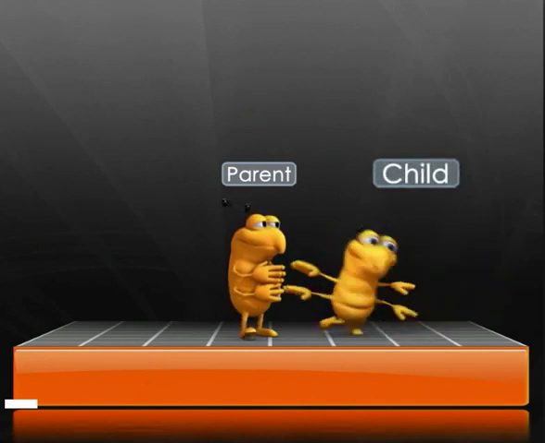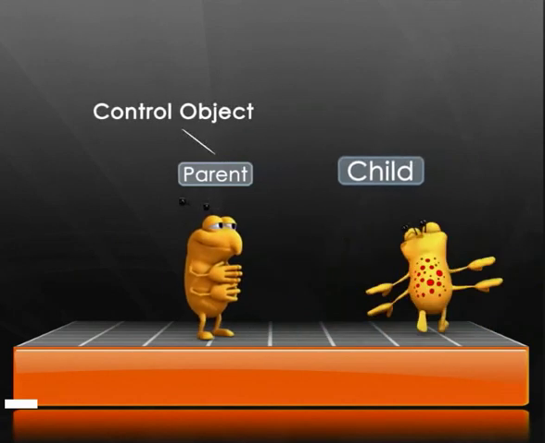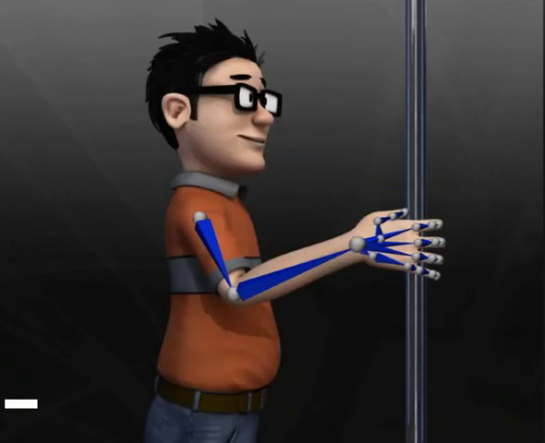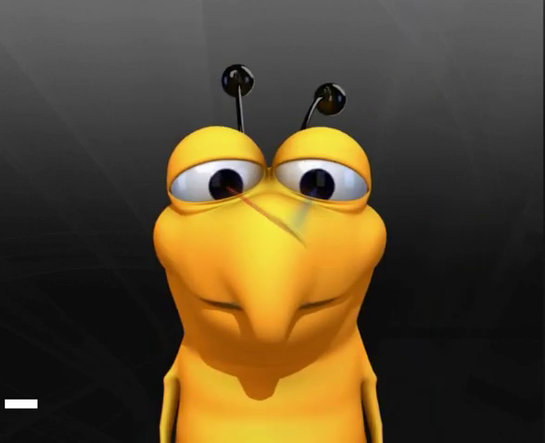All rigs have control objects, and ours is no different. The parent is controlling the child, so we call it the control object. Now, most rigs are built so that you can only animate based off the control objects. In the following lessons, we'll learn about the various tools used to create a rig.